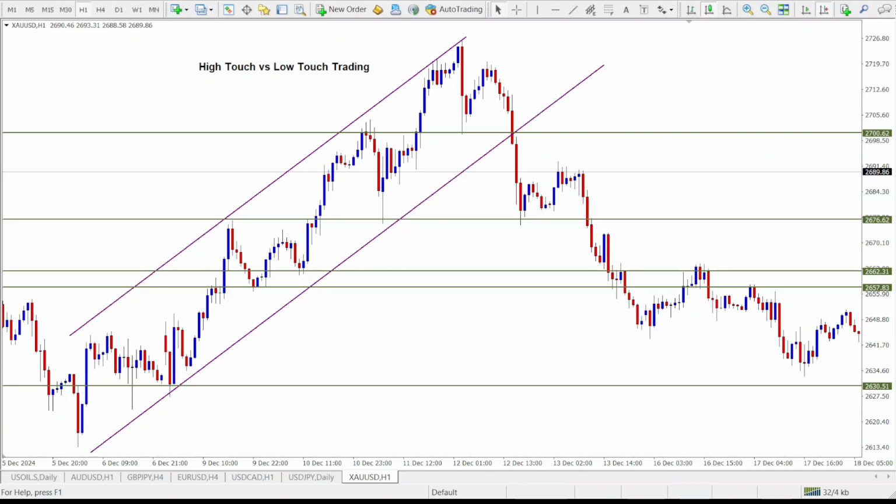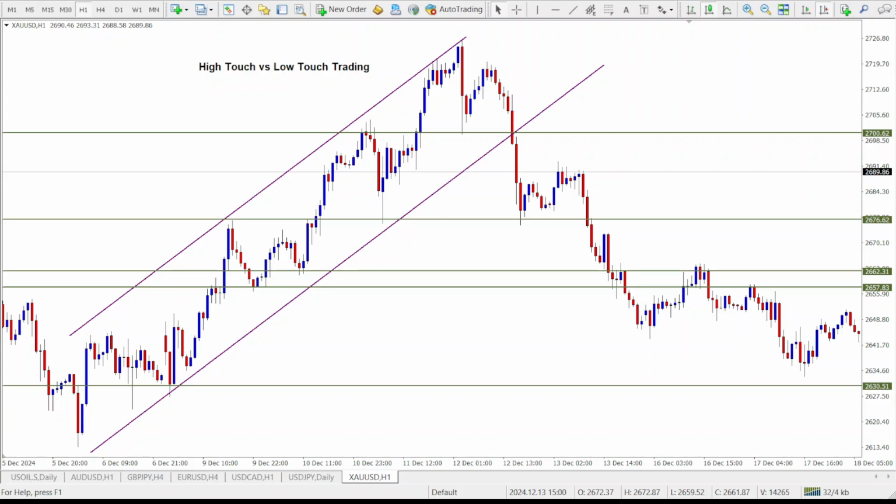Okay, now let's talk about low touch trading. Let's just consider the advantages of low touch trading. One of the advantages of low touch trading is speed and efficiency. Low touch trading is built for fast execution. It works with algorithms, right? And algorithms and bots can execute trades in milliseconds, which is a huge advantage in volatile markets.